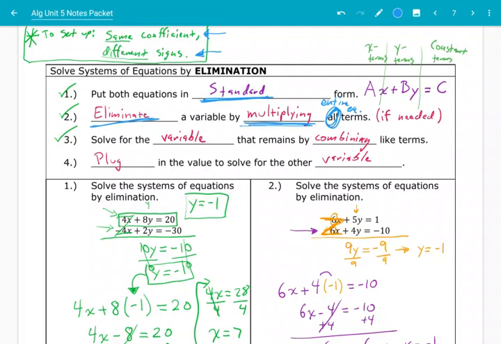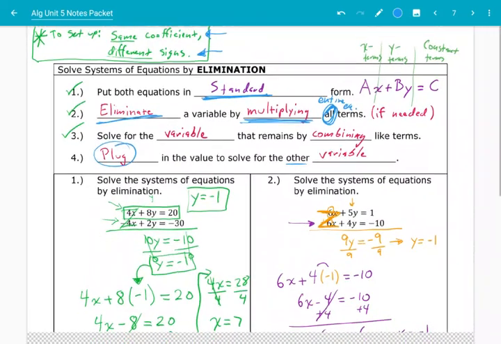Then you solve for the variable by combining the like terms. You combine both of those equations together, and you solve for whatever's left, and then you plug that in to solve for the other one. And that's all there is to it.